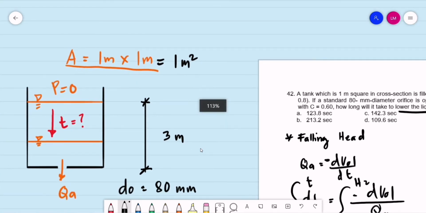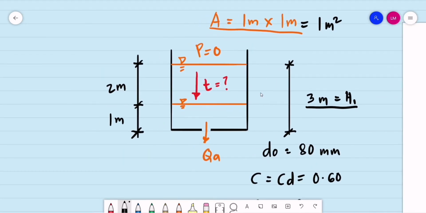So, ano yung initial head natin? Kapag sinabing initial head, yun yung initial na height ng liquid above the orifice. So, that will be our initial head number 1, which is 3 meters. Kung bababa ng 2 meters yung liquid surface, ano na yung ating final head?